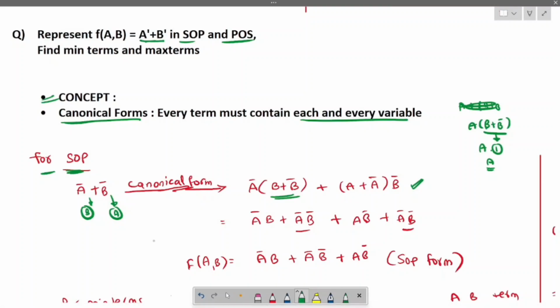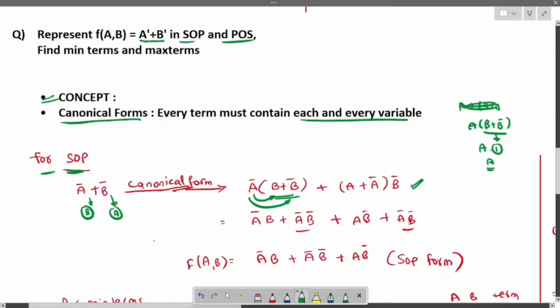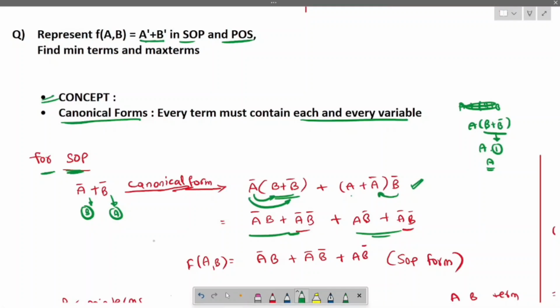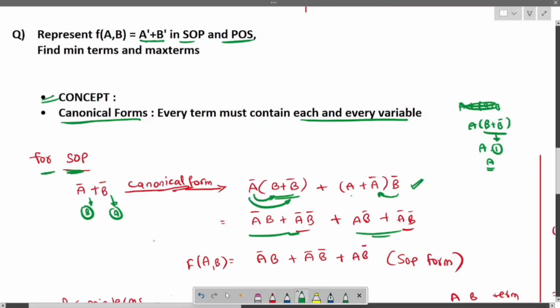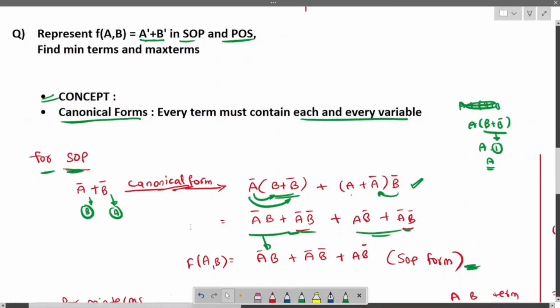Now multiply with the inner terms. When we multiply, we will get this. Here a bar b bar is a single term, since we wrote a bar b bar repeated two times, we write it as one term only. Now a b bar and the rest is nothing but the SOP form we achieved. Now let us find the minterms from this.